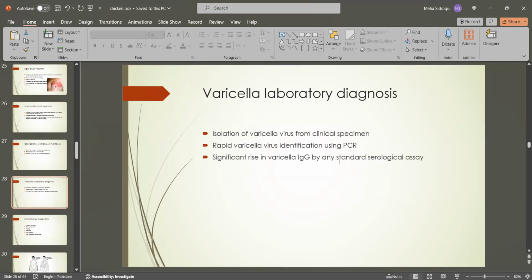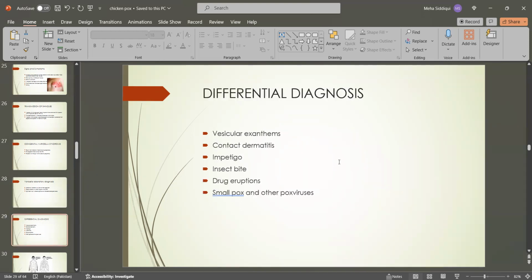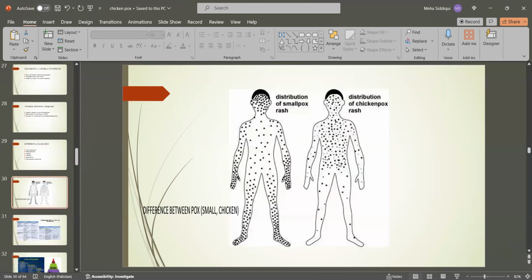The period of risk is through the first 20 weeks of pregnancy. Varicella laboratory diagnosis: isolation of varicella virus from a clinical specimen, rapid varicella virus identification using PCR, and a significant rise in varicella IgG by any standard serological assay. Differential diagnosis: varicella exanthems, contact dermatitis, symptomatic insect bite, drug eruption, smallpox, and the pox virus.